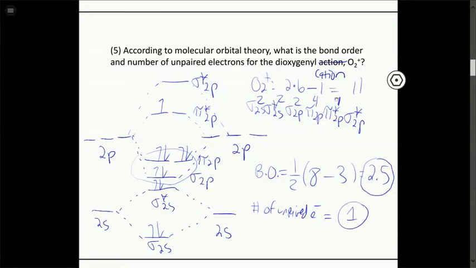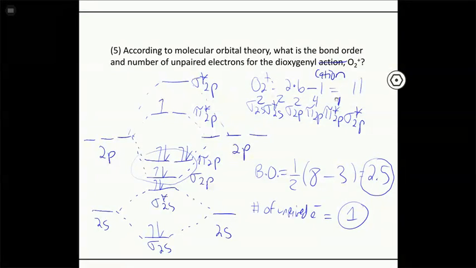The maximum number of unpaired electrons that you can have is 2, because you could have one electron here, one electron there, which is what you would have for neutral O2. But in O2 with a positive charge, you only have one electron, so only one of those is unpaired. Okay, so questions on that?